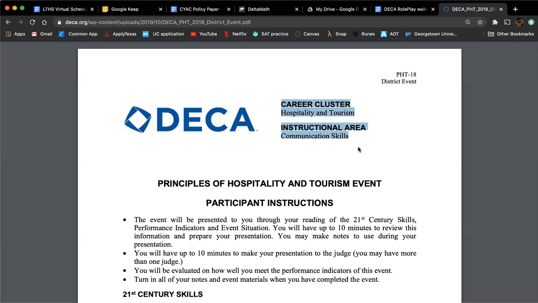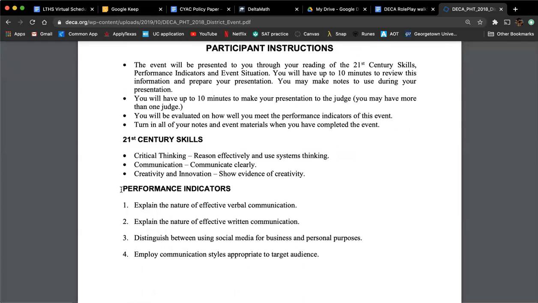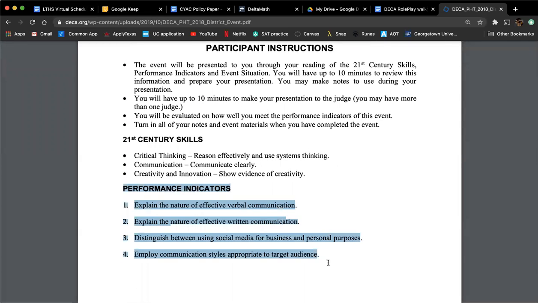The last important piece of information on the first page is the performance indicators. Performance indicators are basically the main points of your roleplay, and you will have to specifically mention them, describe them, and show their connection to your solution. So for this roleplay, the performance indicators, as you can see, would be: explain the nature of effective verbal communication, explain the nature of effective written communication, distinguish between using social media for business and personal purposes, and employ communication styles appropriate to target audience.